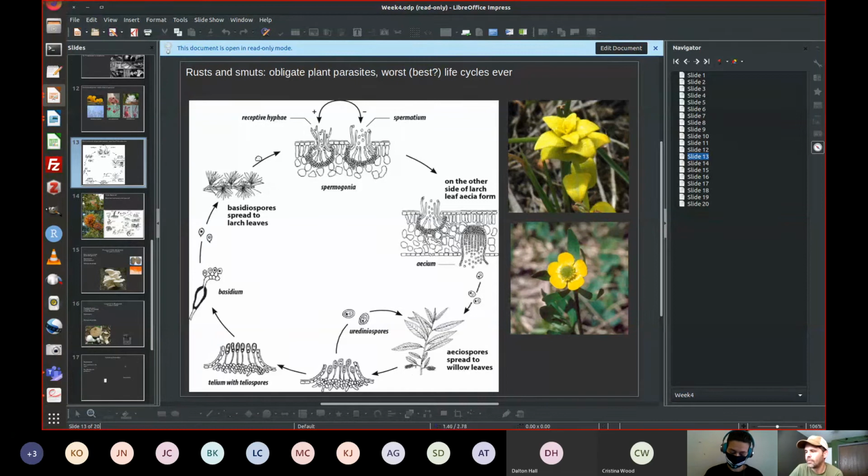And there are two main stages. So the aecial stage is where they do this sexual recombination, okay? And they become dikaryotic. So this is akin to, like we were just talking about, a fungus meeting a compatible mating type hypha, and then they join up and plasmogamy happens. For the rust, they do the same thing, but instead of two hypha meeting up, it's a little spermatium, which is just a little tiny chunk of hypha, that meets up with a receptive hypha on another individual.